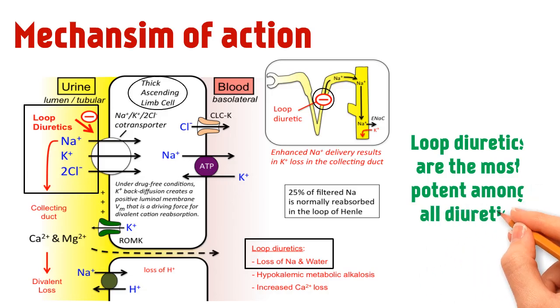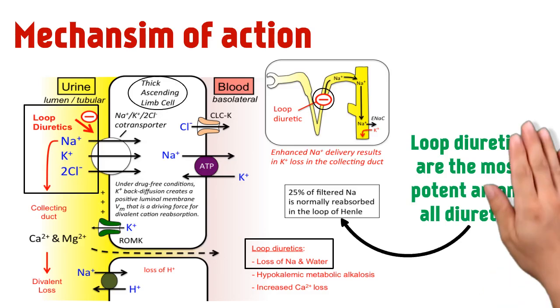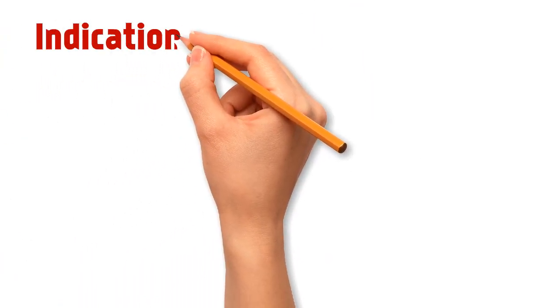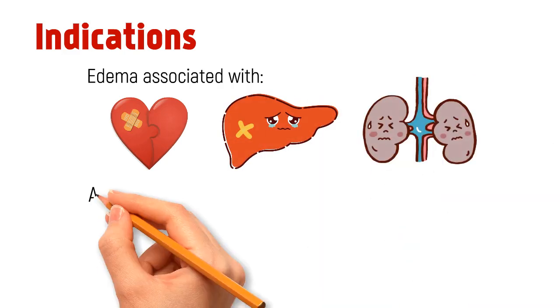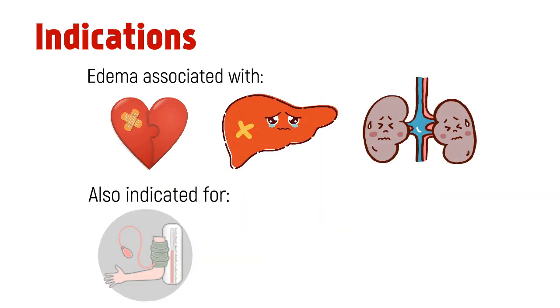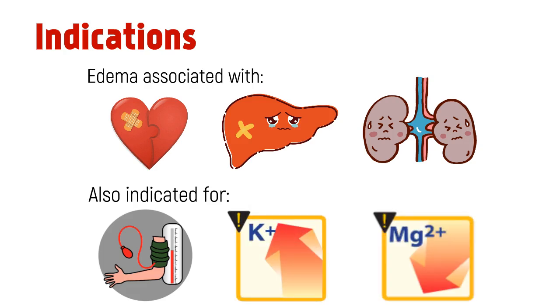This is because the ascending limb of the loop of Henle is responsible for reabsorbing 25 to 30% of filtered sodium chloride. They are primarily used to manage conditions like edema associated with heart failure, liver cirrhosis, and kidney disease, as well as to control high blood pressure in some cases. They are also indicated for managing hyperkalemia and hypomagnesemia in advanced cardiac life support.